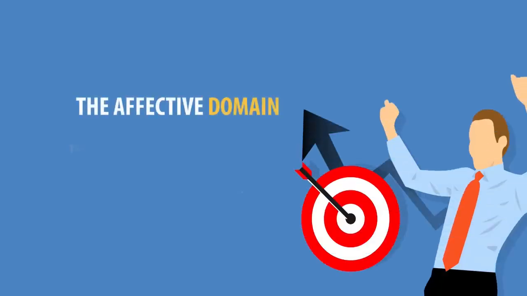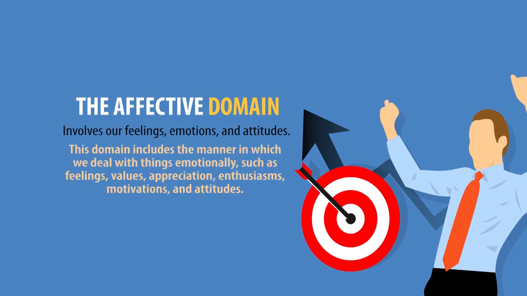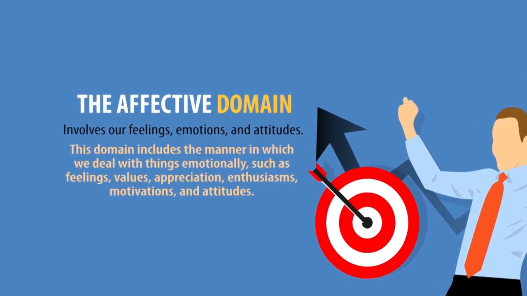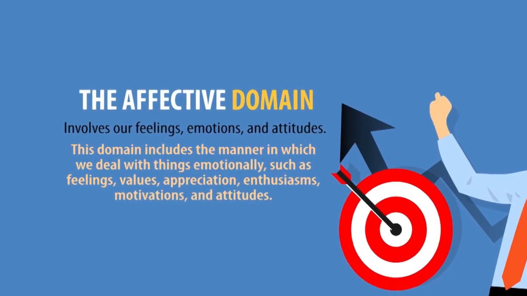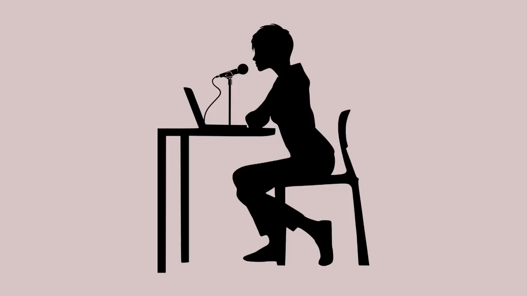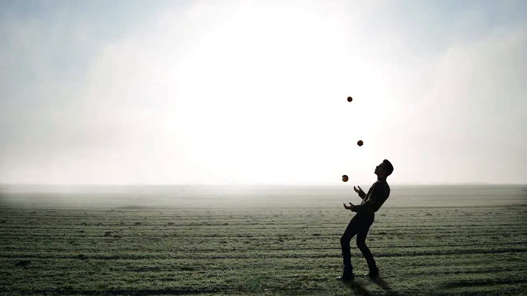Third thing is the affective domain, which involves our feelings, emotions and attitudes. This domain includes the manner in which we deal with things emotionally, such as feelings, values, appreciation, enthusiasms, motivations and attitudes. Similarly, we have to develop simultaneously their psychomotor domain, meaning thereby they need to coordinate between their psyche and motor organs. So they need to learn how to write, how to speak, how to swim, how to jump. All these things are motor activities. So when we are teaching, we have to not only give them knowledge, but we have to provide them opportunities where they can develop skills.